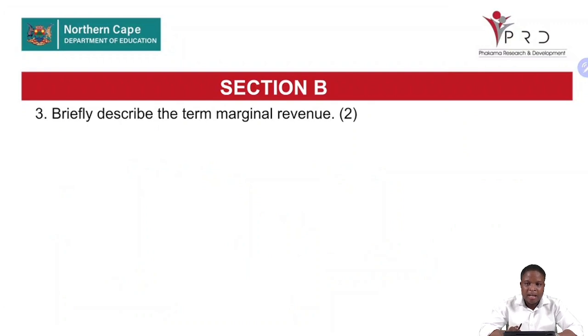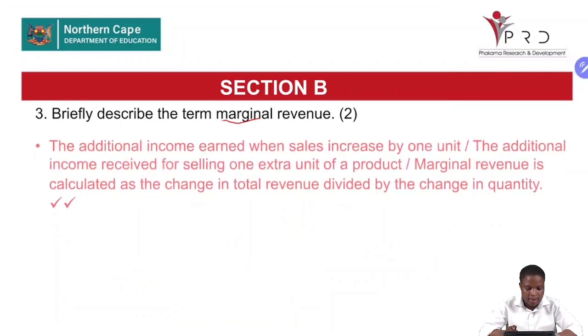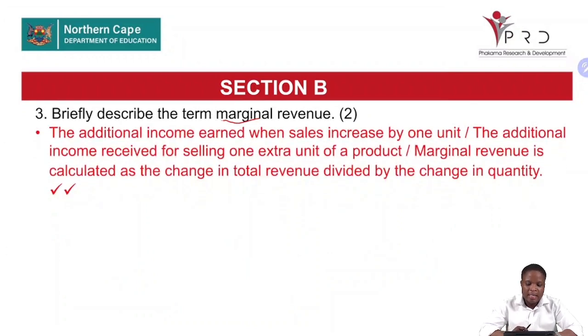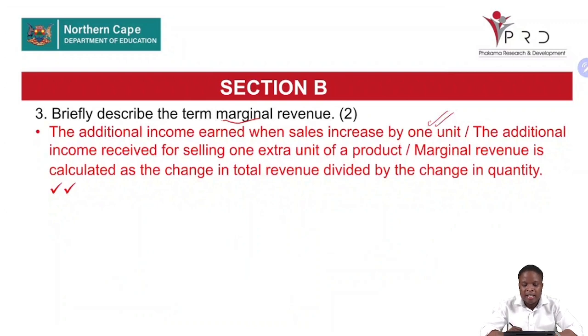Briefly describe the term marginal revenue. Marginal, we know marginal as what? Additional, right? So the additional income earned when sales increase by 1 unit. The additional income received for selling 1 extra unit. So you don't have to say all of this. This is a 2 mark question. If you say it's the additional income earned when sales increase, or the additional income received for selling 1 extra product, that is 1.